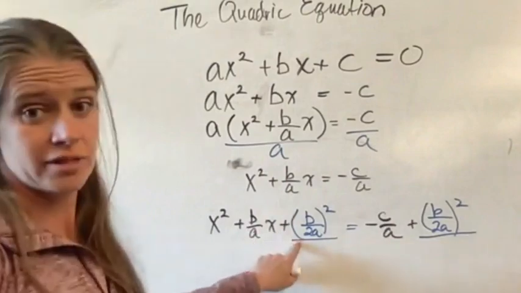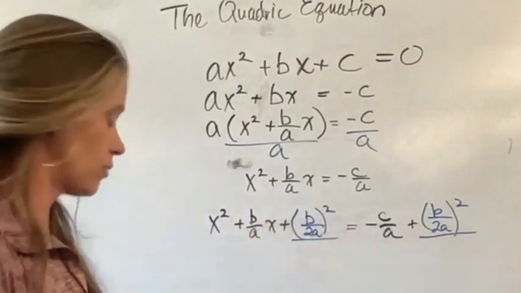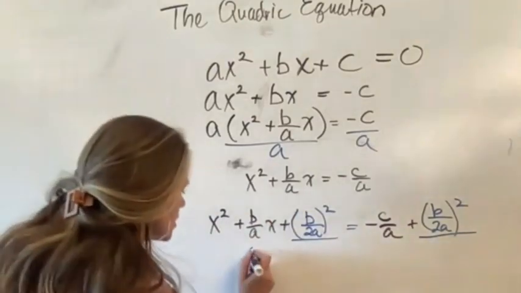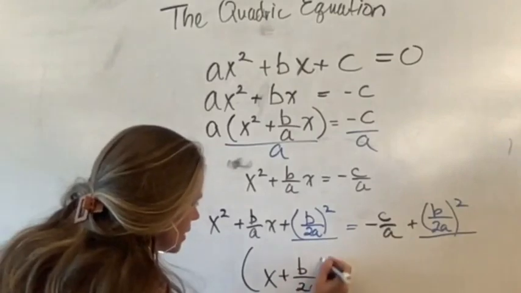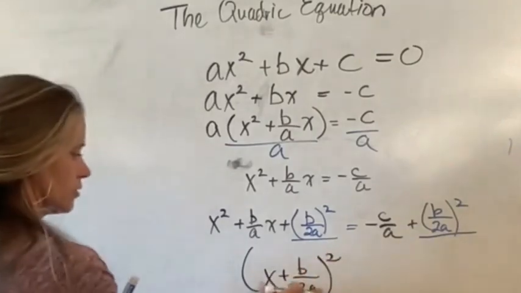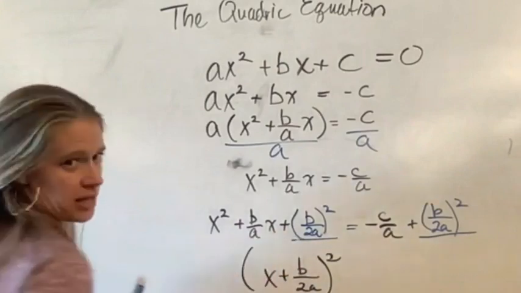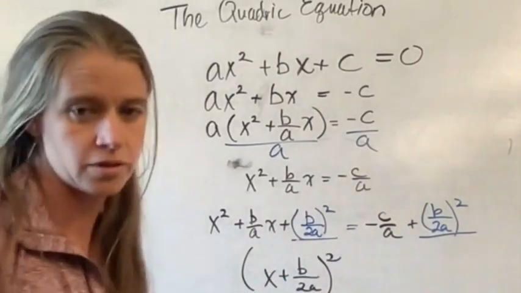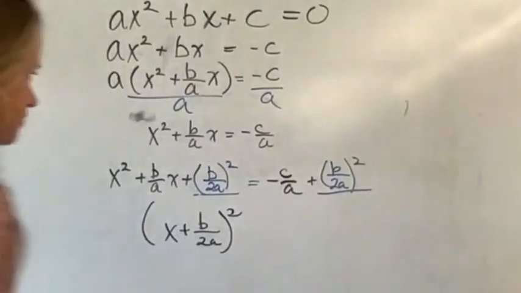This now is the cool step where I completed the square. So now I can rewrite this as x plus b over 2a, squared. So this term, if I multiply these two pieces out, will get me this. That's what I kind of just tried to show you before this. All right, so if you don't know why I did that, you better rewind.